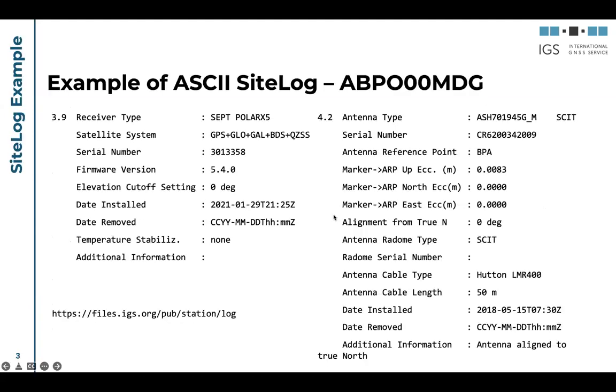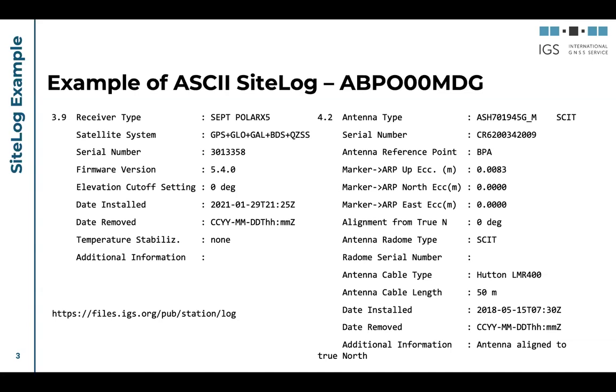Moving on, here is an example of a site log and the metadata we're talking about. I took this example from ABPO in Madagascar. You can see this particular station went through 9 iterations of a receiver, with 3.9 having a Septentrio. And it's not just that the receiver was changed completely. For this station in 2017, the receiver remained the same, but the firmware versions kept updating, which gave the capability of tracking more constellations.